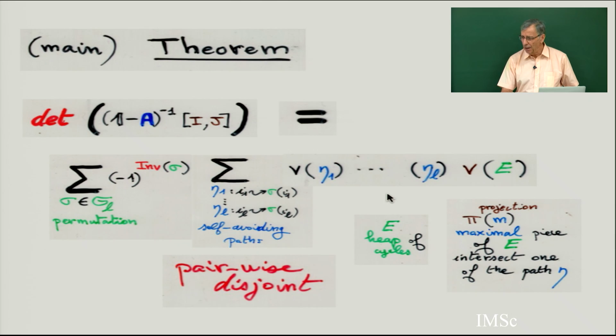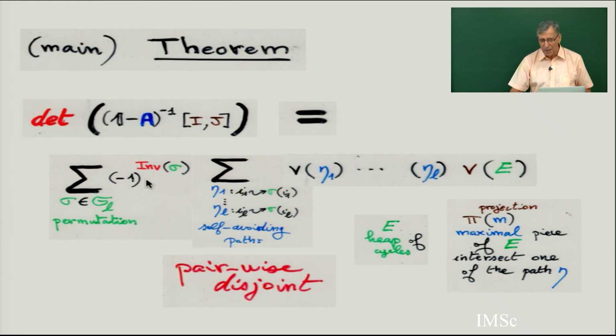It's something like, if there is only one element in I and J, this means in fact I have only one path, a self-avoiding path, and below there is a heaps of cycle, whose maximal piece must intersect theta. So this was exactly the bijection between a path and a pair, a self-avoiding path and a heaps of cycle. So I have an extension of this bijection.